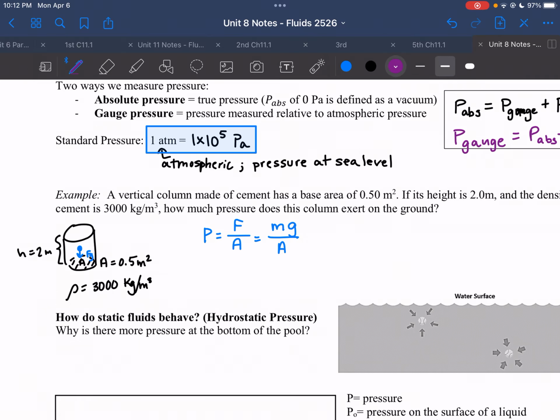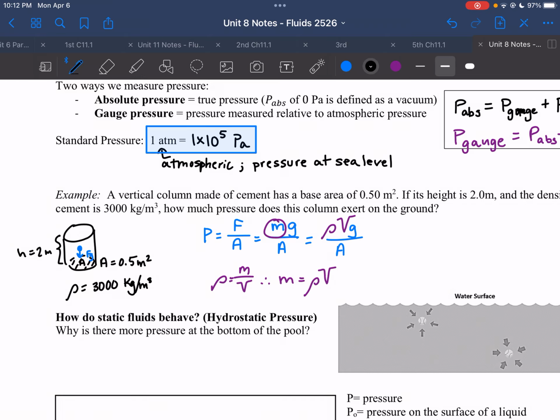Now, mass, we actually learned something about mass the other day, where we said that the density of an object is the mass divided by its volume. So if I rearrange that and solve for mass, the mass is going to be the density of the object times the volume. So let's just replace this in our equation. We're going to replace m with the density times the volume. So we have rho times volume times g divided by the area.